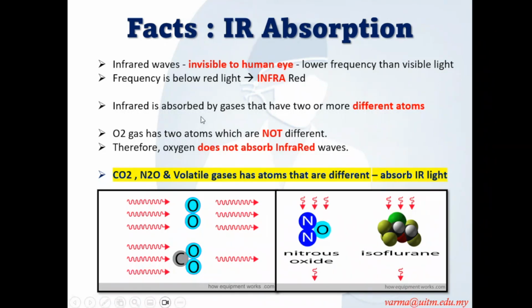It is absorbed by gases that have 2 or more different atoms. Oxygen, for example, does not absorb infrared because it is O-O, the same atom. So oxygen, same atom, does not absorb. Infrared just penetrates through without any absorption by the oxygen molecule. Whereas gases that have different atoms, like carbon dioxide, nitrous oxide, and volatile gases, will absorb the infrared light being emitted. The non-absorbed light will pass through the gases and reach the detector.